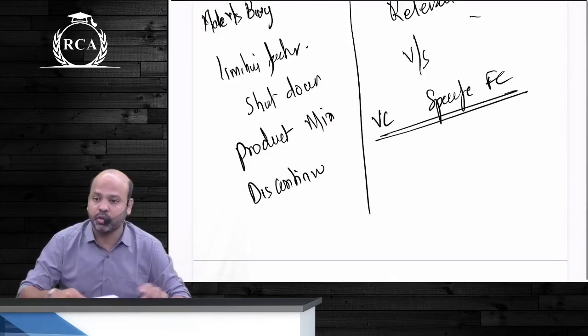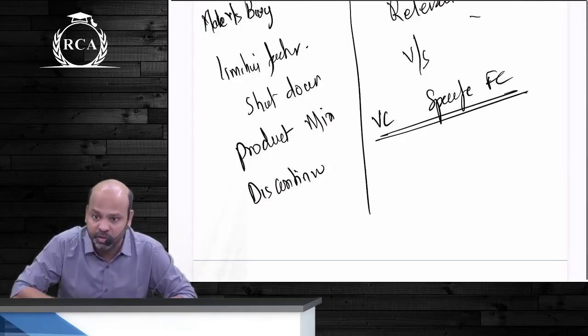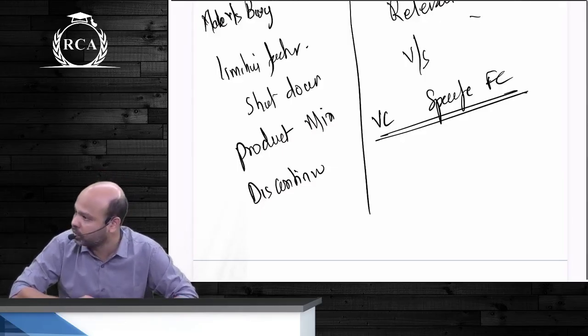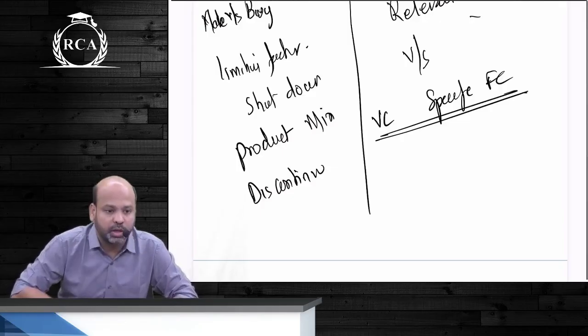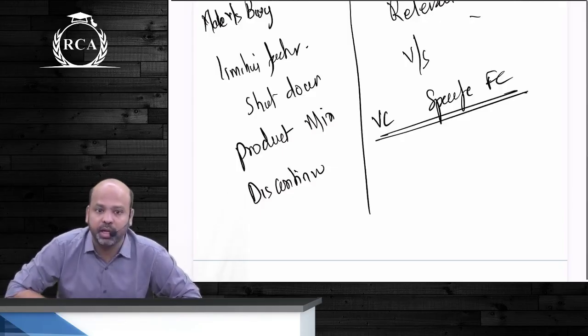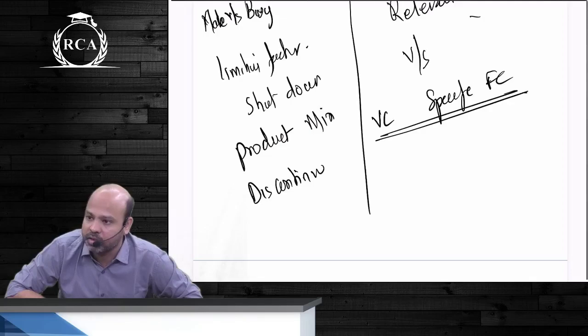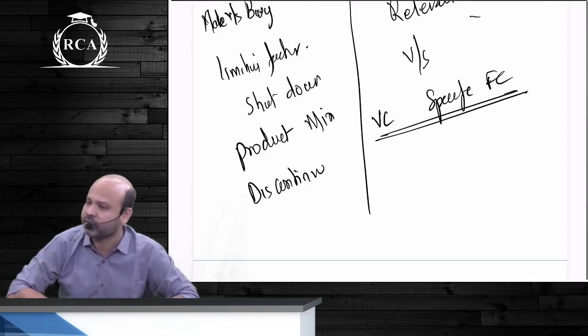If you manufacture only, then you will incur variable cost. Product specific fixed cost ka matlab? You will incur this only if that particular product is being taken up. If that particular product is not manufactured, you're not going to incur that product specific fixed cost.